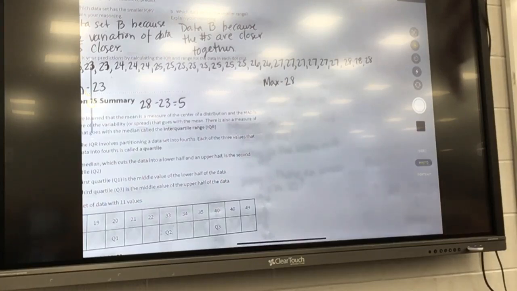Leo, if I need to find my 5-number summary, and I have found my minimum and my maximum, what's the next thing that I have to find? Can I find my Q1? But do I have to do something before I find my Q1? What do I have to do? Find the median.